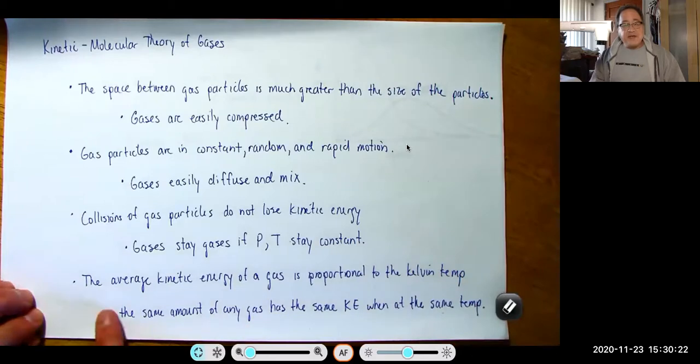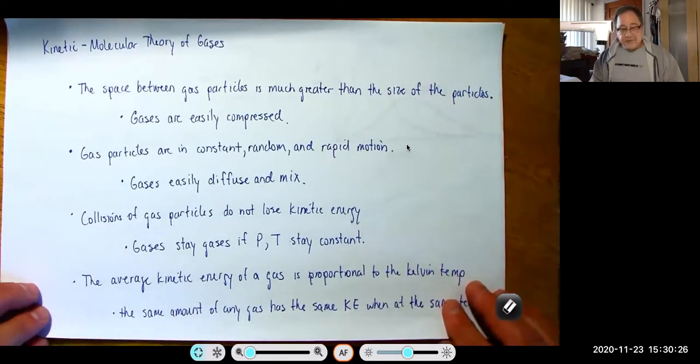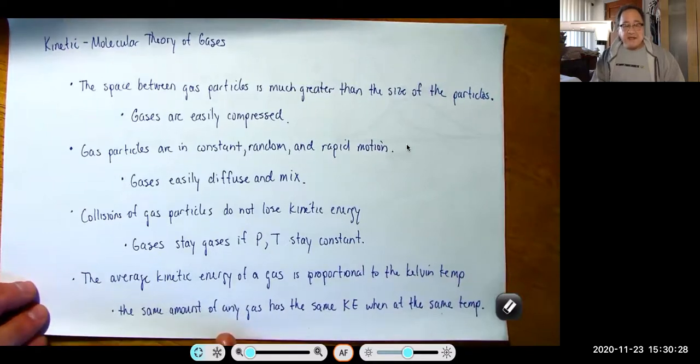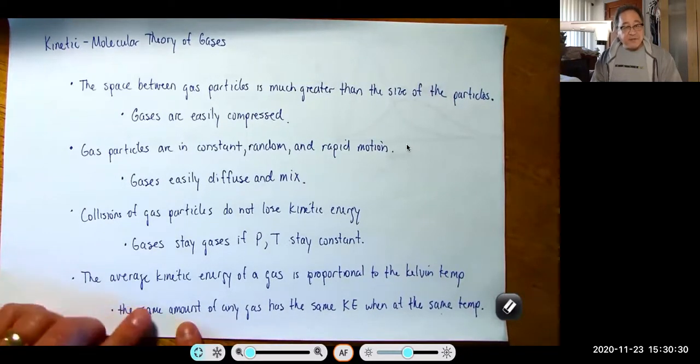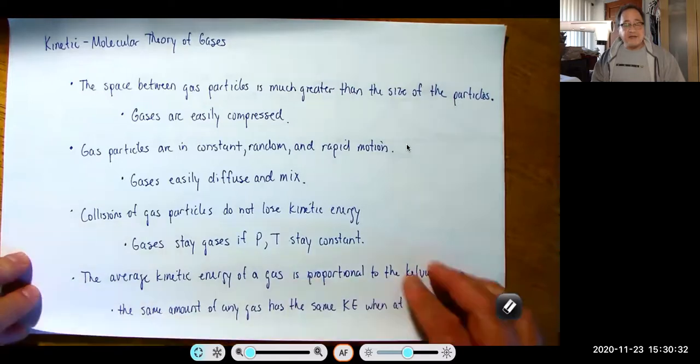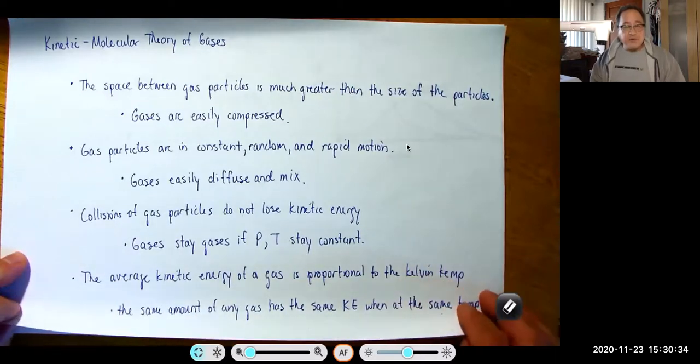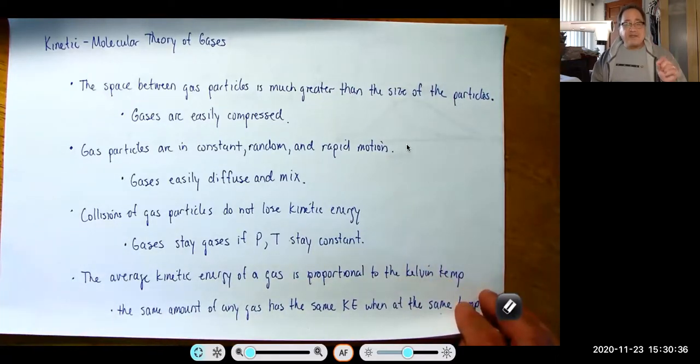The average kinetic energy of a gas is proportional to the Kelvin temp. Now, what this means is that any gas, if you have the same amount, will have the same kinetic energy. So molecules that are small will have the same amount of energy as molecules that are large, if you have the same amount and at the same temp. So how can that be? And the answer is simple. The small molecules are moving fast and the big molecules are moving slow.